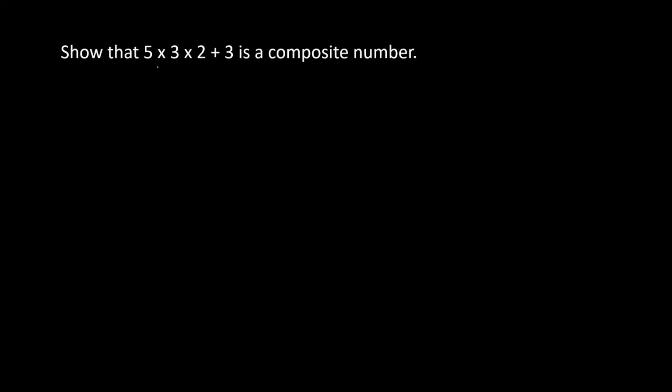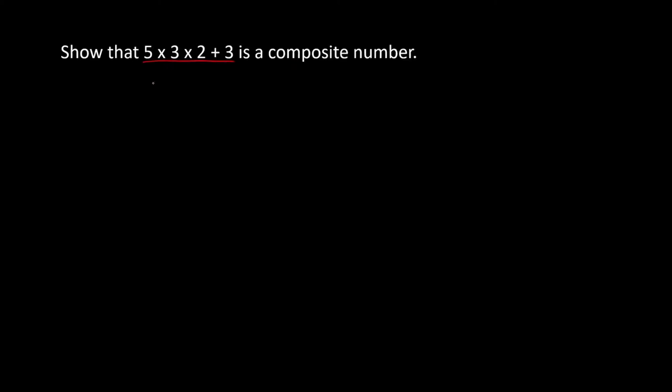Here are a few questions which might turn up in your examination. My first question is: show that 5 times 3 times 2 plus 3 is a composite number. So what basically is a composite number? A composite number is any number which is not prime. So now, how can we show that this number is not prime?